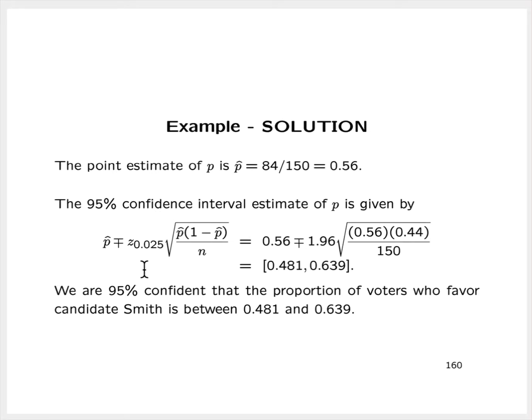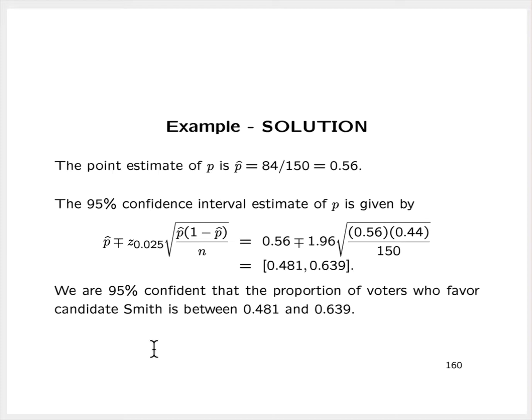of P hat, which is Z sub 0.025, the upper 2.5th percentage point of the standard normal distribution, times the estimated standard error of P hat, which is the square root of P hat times 1 minus P hat over n. So we have 0.56 plus or minus 1.96 times the square root of 0.56 times 0.44 over 150. And so we get an interval that has endpoints 0.481 and 0.639, rounded to 3 decimal places each.